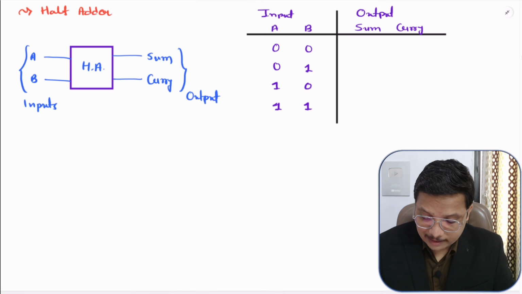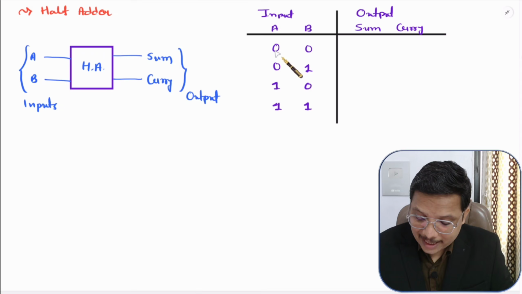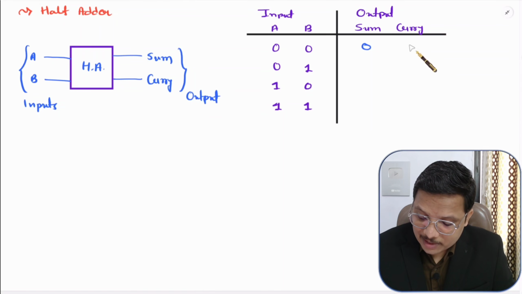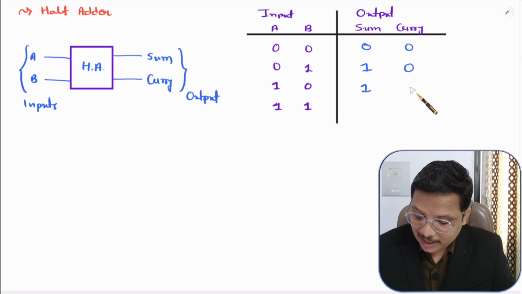of the half adder, right? So here when you add A and B, which is 0, 0, sum will be 0 and carry will be 0. When you add 0, 1, addition will be 1. Here no carry is there, so carry will be 0. When you add 1 and 0, sum will be 1, carry will be 0.